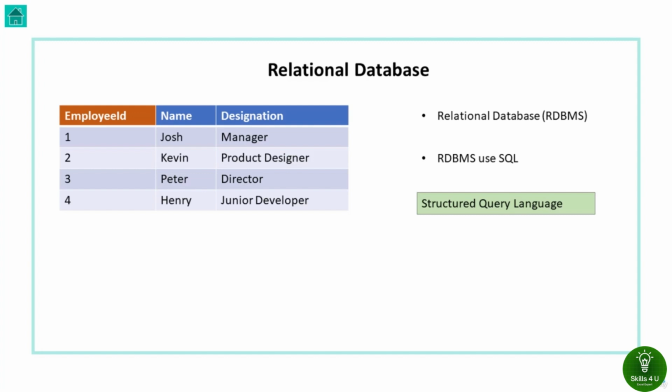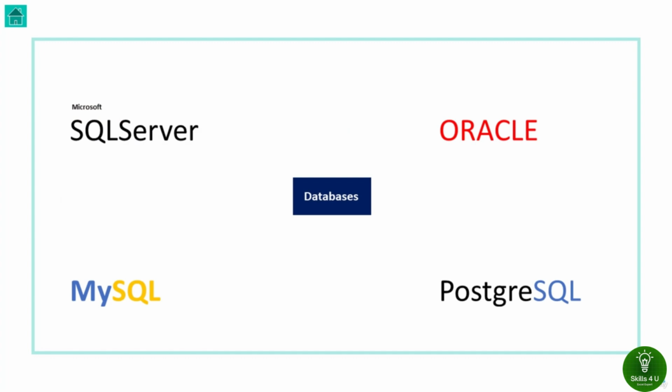In a relational database, our tables are connected with each other by the source of relationship, which is not the case in normal database tables, which are not connected with each other. They are only linked with each other by using primary or foreign keys. On the slide, you can see examples of famous database systems like Microsoft Server SQL, Oracle, MySQL, and PostgreSQL.